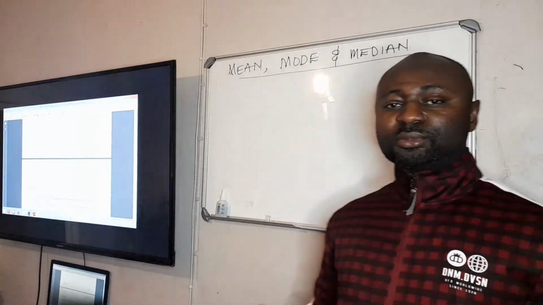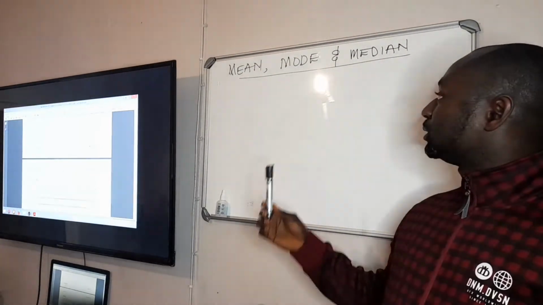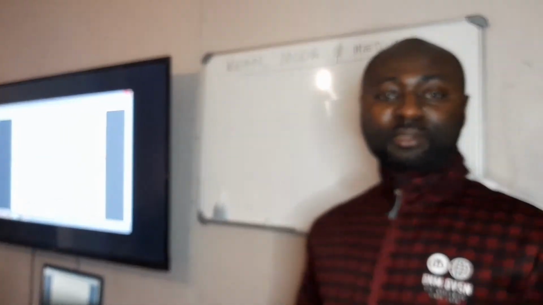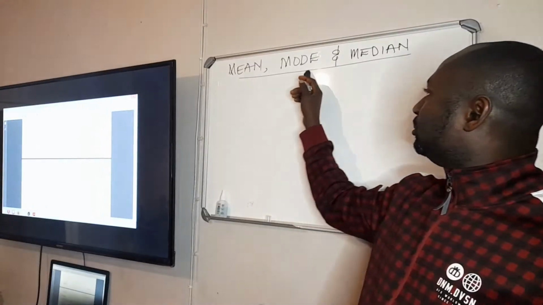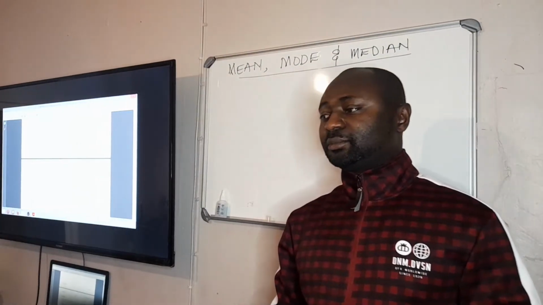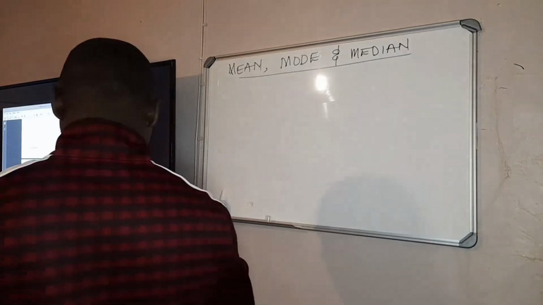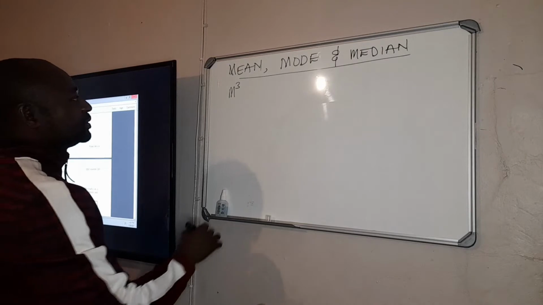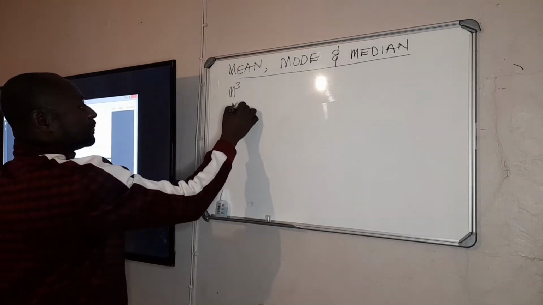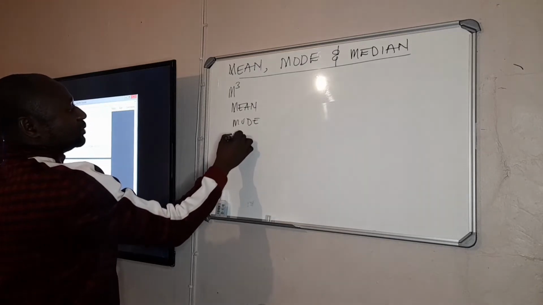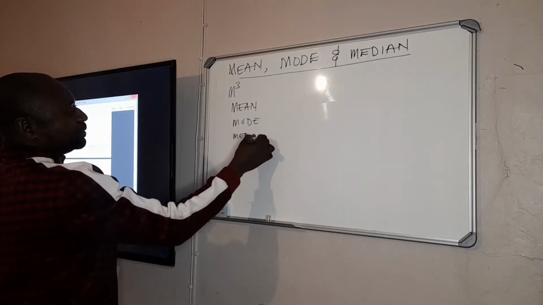We're still going to continue with our lesson, but this morning we're going to look at measurement of central tendency. When we talk about measurement of central tendency, we mean the mean, the mode, and the median, the three M's. You can simply call it the M cube. That's how I term it, M cube. So M cube simply means the mean, the mode, and the median. This is what we call the M cube in data handling.